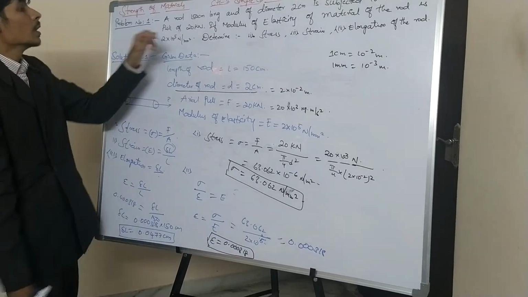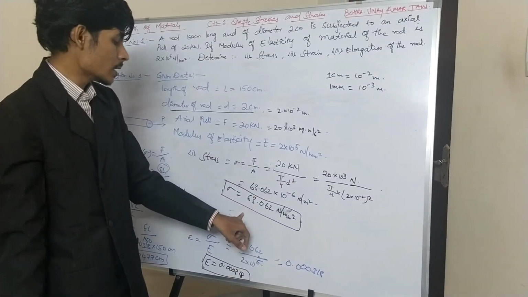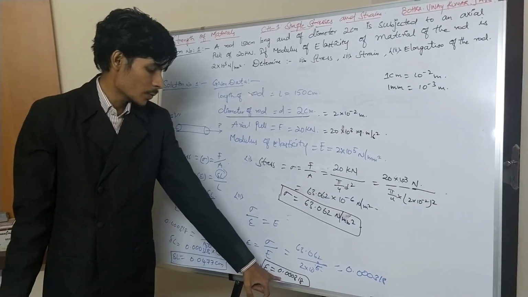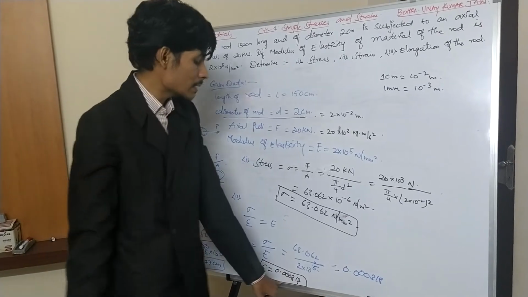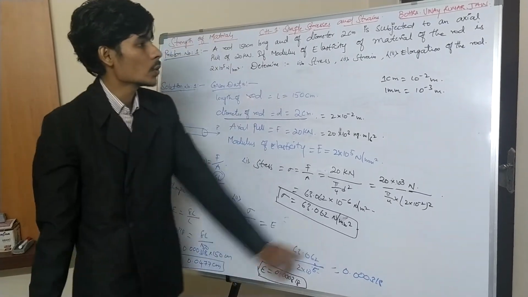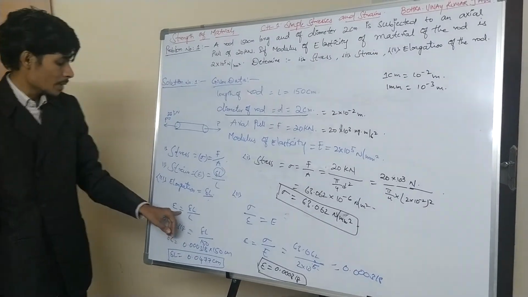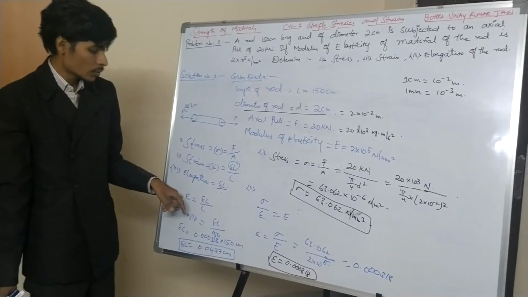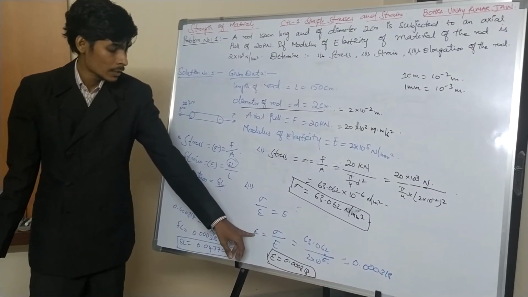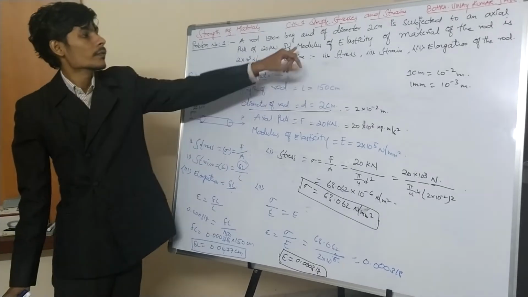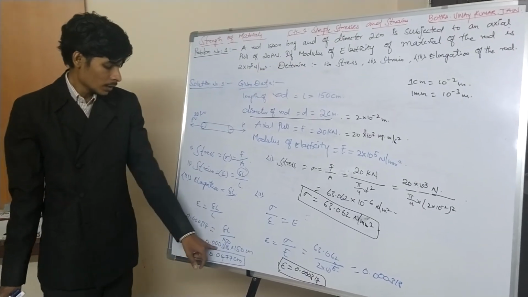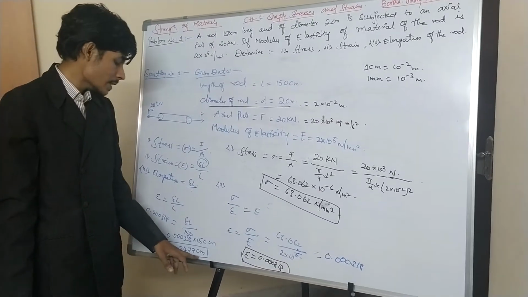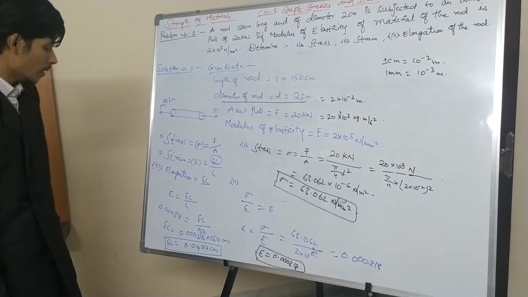So this is the problem. We have determined the stress, that is 63 Newton per mm square, and the strain we have calculated is 0.000318. Because strain is a dimensionless quantity, it will not have any units. The elongation we get from the strain formula, that is change in length by original length. We substitute the strain already calculated and the length, and if you cross multiply both, you get 0.0477 centimeter. This is the change in length.